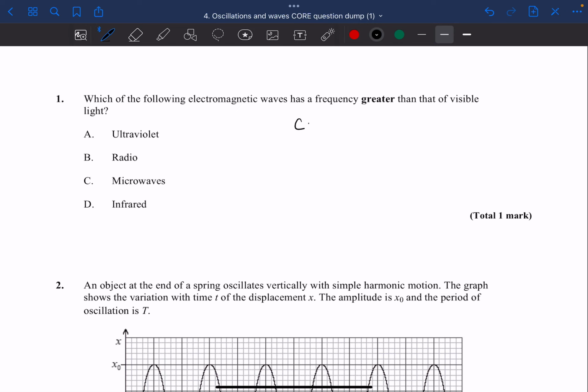So c is equal to f lambda. And c is always the constant, so it cannot change. And so the greater frequency would mean the shorter wavelength.